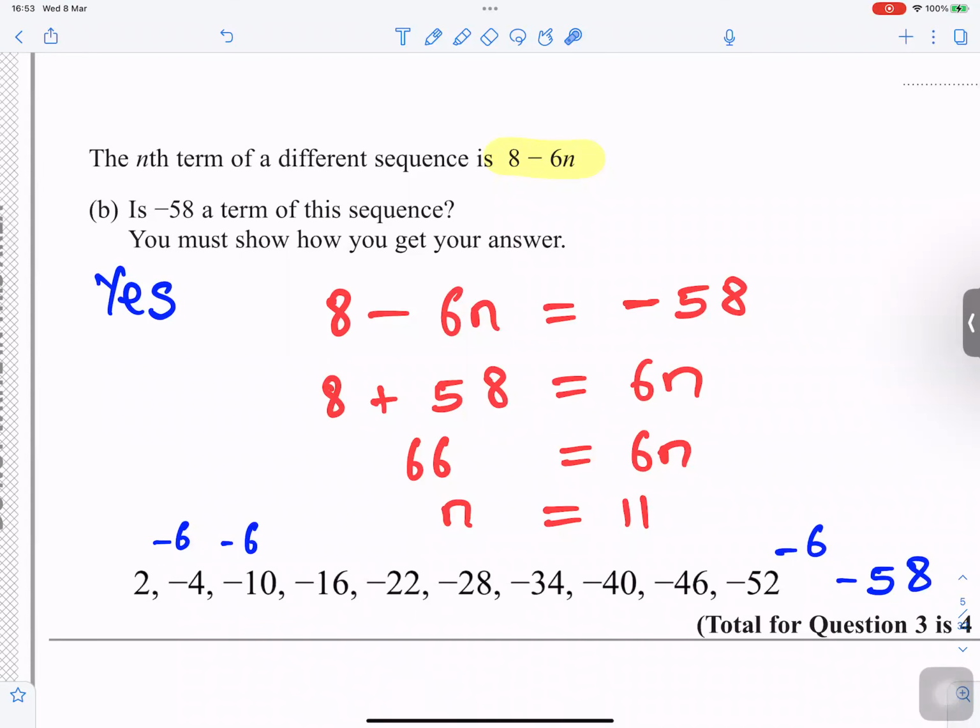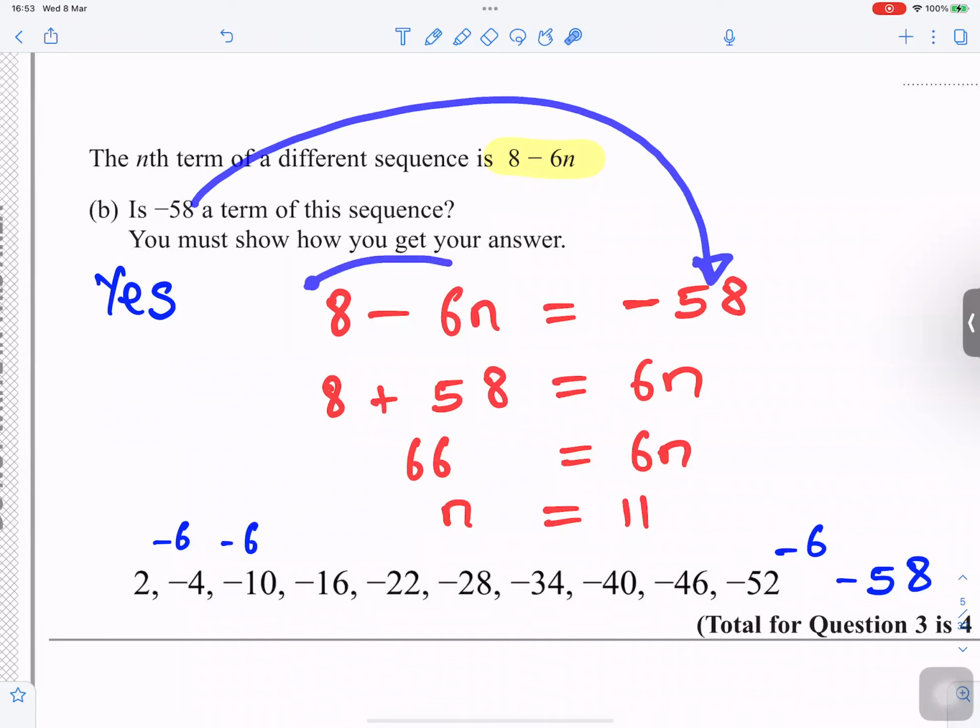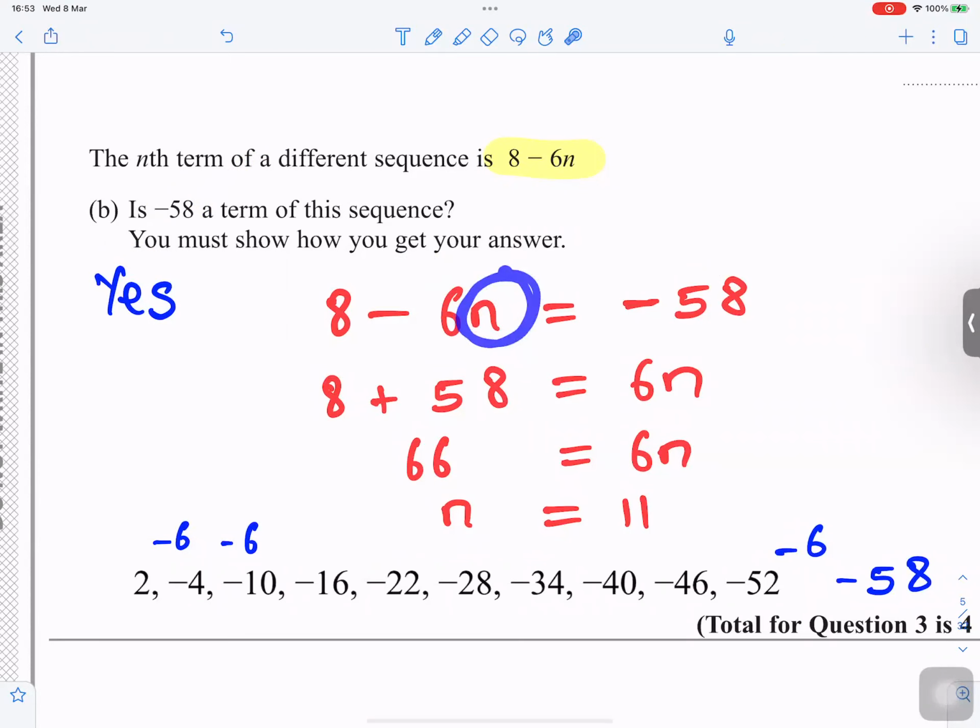The n-th term of a different sequence is 8 minus 6n. Is minus 58 a term of this sequence? You must show how you get your answer. This is where it's not just yes or no. You must show the working. So I've said yes, and I'll show the working. If minus 58 is a term, that means 8 minus 6n is equal to minus 58. So we need to find out what that n is.